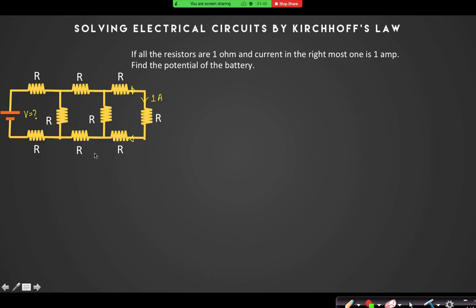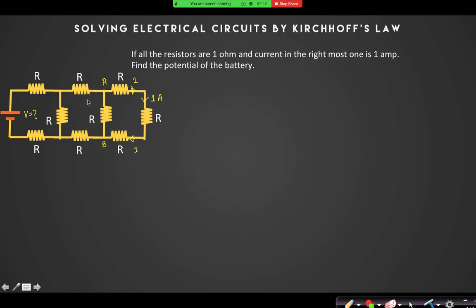1 ampere, 1 ampere, right? So if this entire branch is carrying 1 ampere current, can you just tell me what is the potential difference between these 2 points A and B? 3 volt, yes or no? Yes. Because the 3 ohm resistance is carrying current 1 ampere, the potential difference between these 2 points is 3 volt.